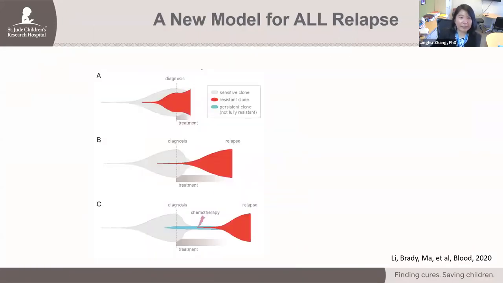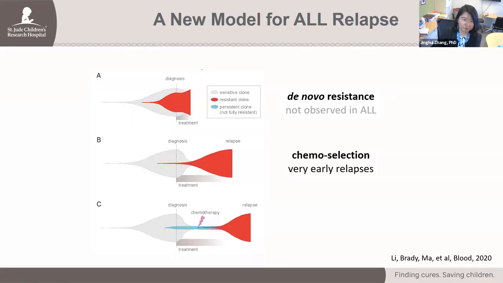So this study really tells us that the cause for the relapses in ALL will require expansion of existing models for relapse. The current models that account for relapse are two. One is called de novo resistance, meaning that the cells do not respond to drug treatment at all. And this was not observed in our ALL study because our patients went through remission, so the debulking of the tumor already happened in our cohort.